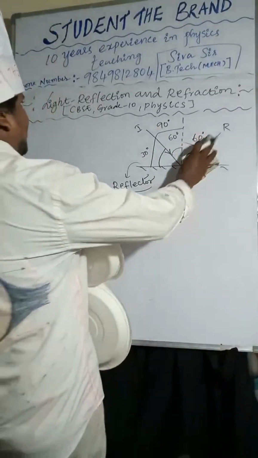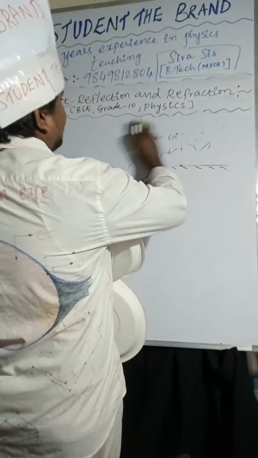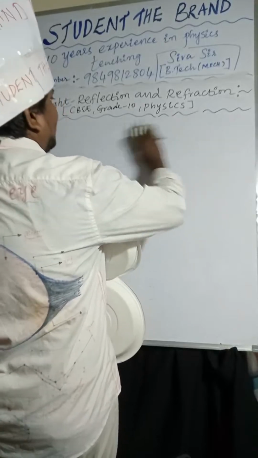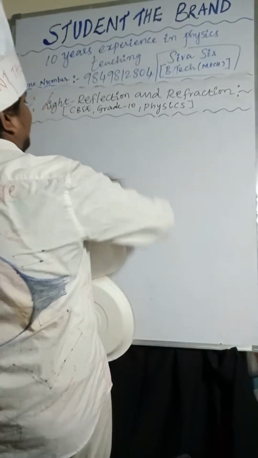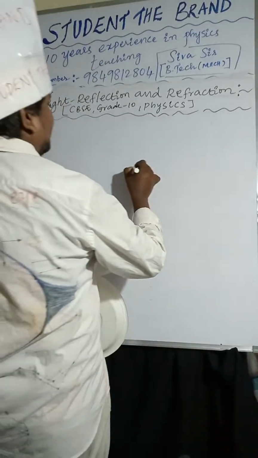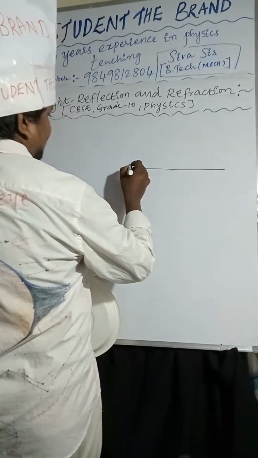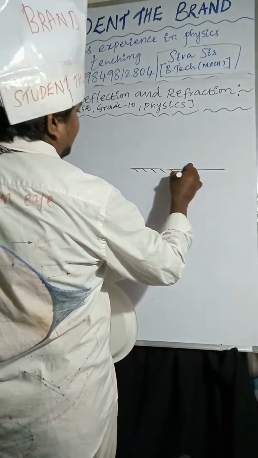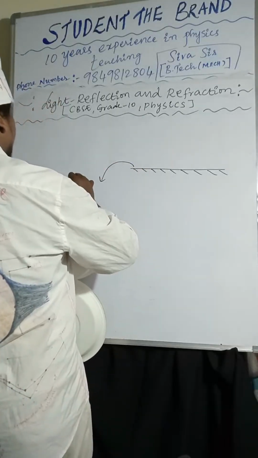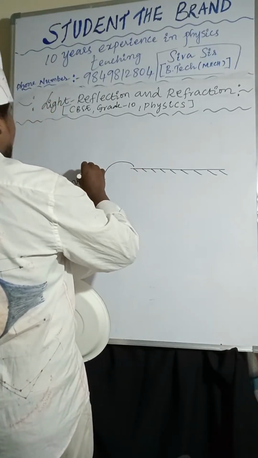Next, we are going to regular reflection and irregular reflection. I'll explain them. I'm taking a plane surface here. This is a smooth surface.